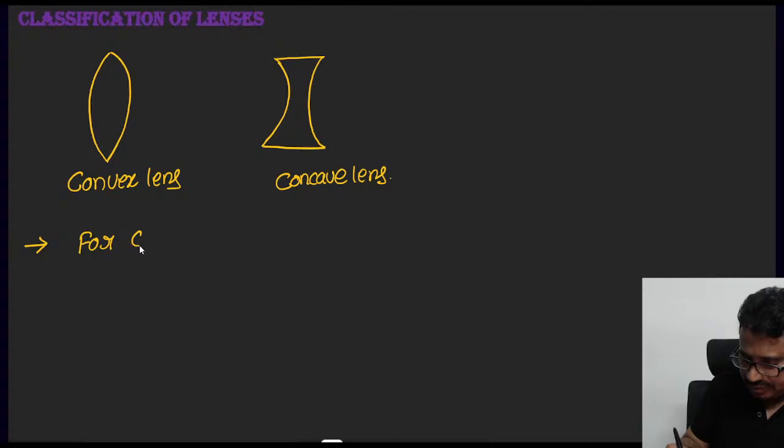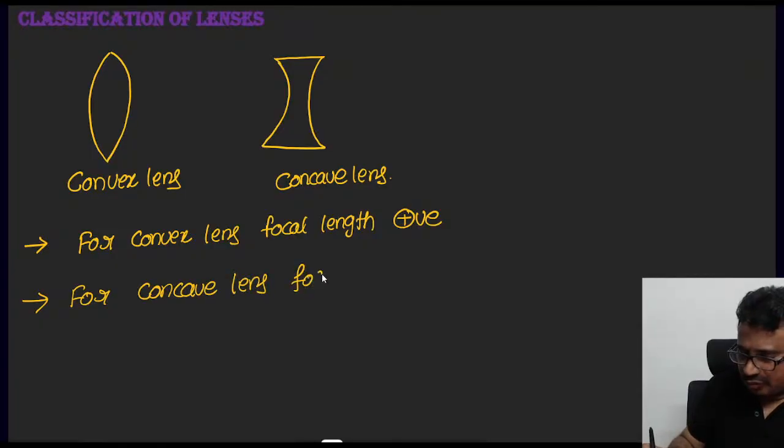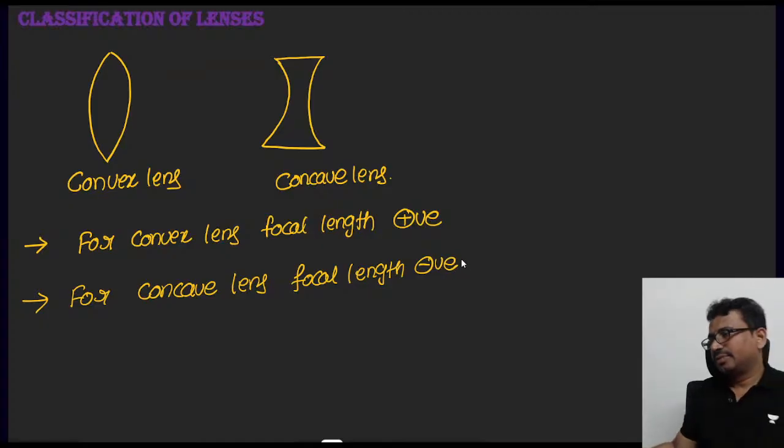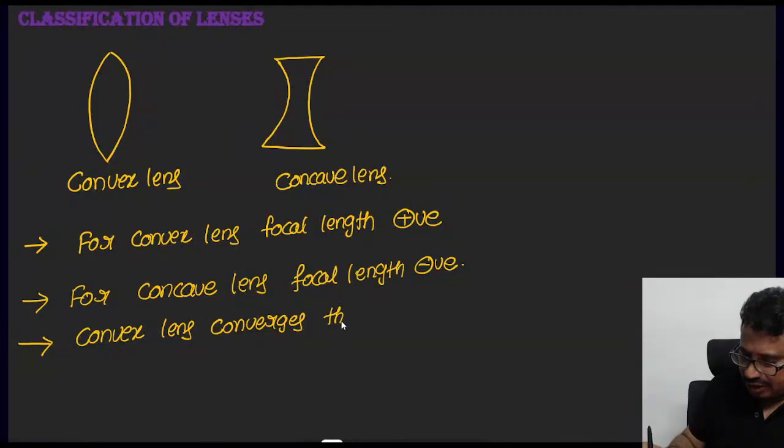For a convex lens, the focal length is positive. For a concave lens, the focal length is negative, similar to the mirror. A convex lens converges the light.